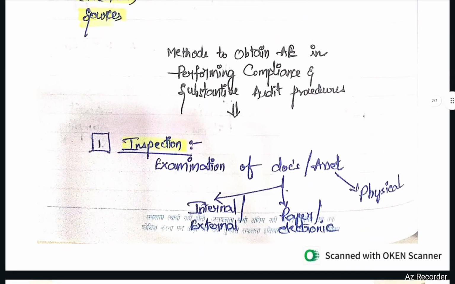Methods to obtain audit evidence in performing compliance and substantive audit procedures. First one, inspection. Inspection means examination of documents, either internal or external, paper or electronic, or examination of physical assets. Examination of assets physically is called inspection.